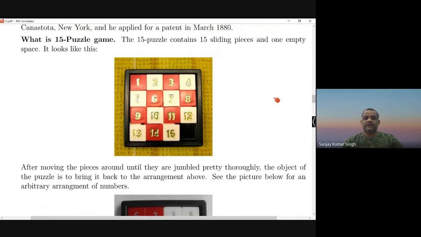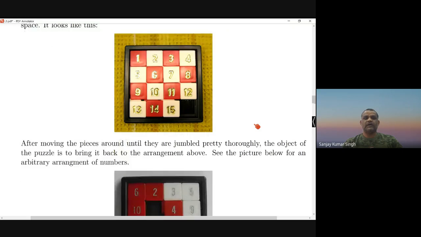So the game is like this. You have a square, a 4x4 matrix, with numbers 1 to 15, and one place is empty. So you can move, like 12 you can slide here, 15 you can slide here, and whenever a number moves into the blank space, it also creates an empty space at its old place. So you can slide any numbers because of one empty place. This is the actual arrangement which we want from any game.